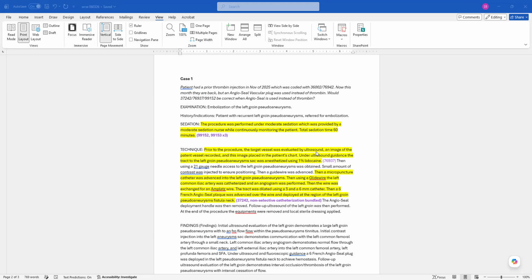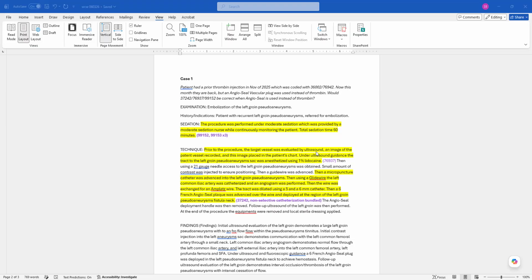And then you see after the angiogram was performed, we see that the angioseal was advanced over the wire and deployed at the region of the left groin pseudoaneurysm fistula neck. So for this particular case, I feel comfortable using the embolization code. There really isn't anything else that would fit here. And when we look at the embolization codes, they're actually for embolization and occlusion. If you look at them, they don't specify how the embolization has to be performed. So I would code this with the 37242.